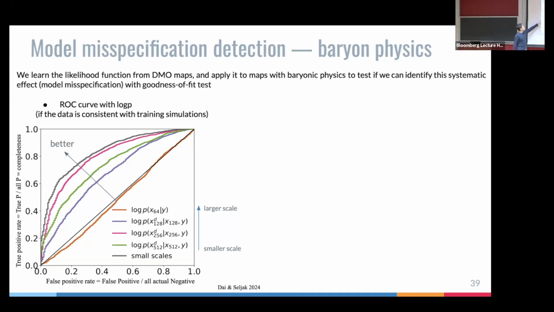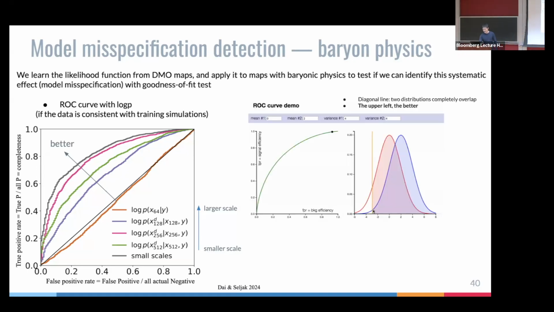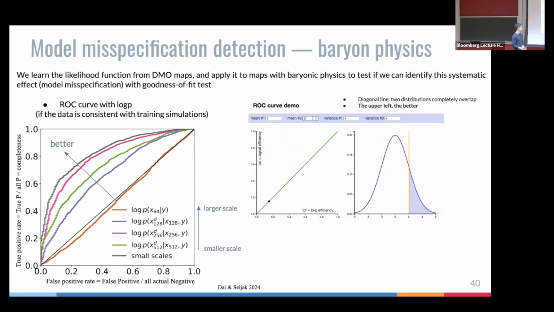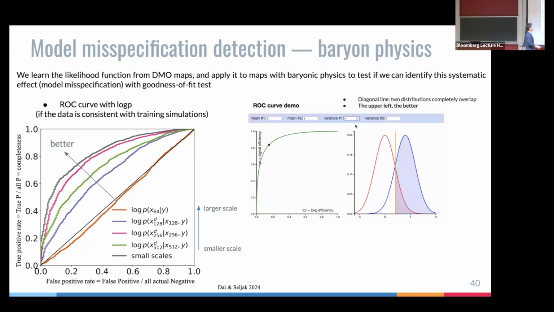So here I'm showing you the ROC curve. If you don't understand what this plot is, here's a small demo. Because this is essentially just a binary classification problem, right? Given new data, we want to tell whether it's consistent with the simulation or not. So this plot on the x-axis is showing the false positive rate of your binary classification. On the y-axis is the true positive rate, or the completeness of your classification.